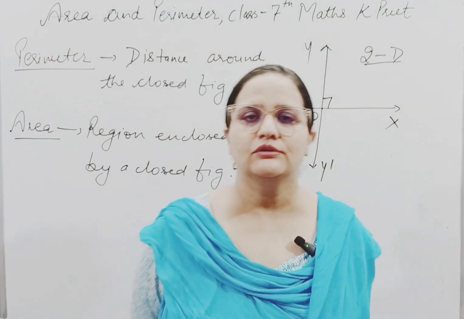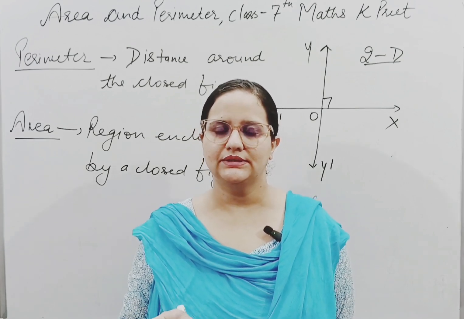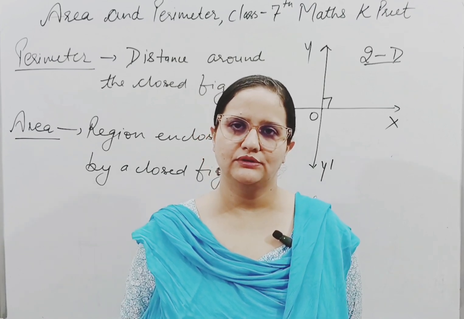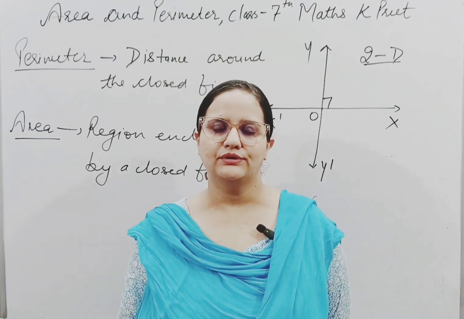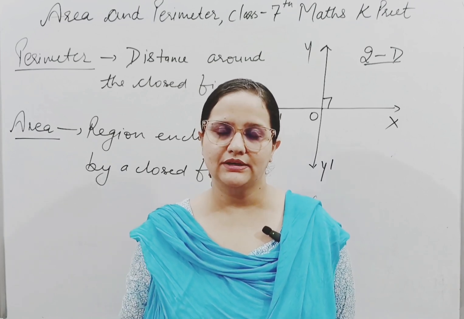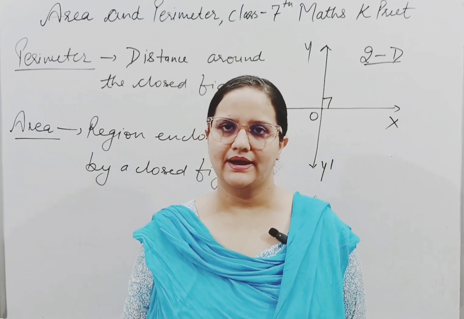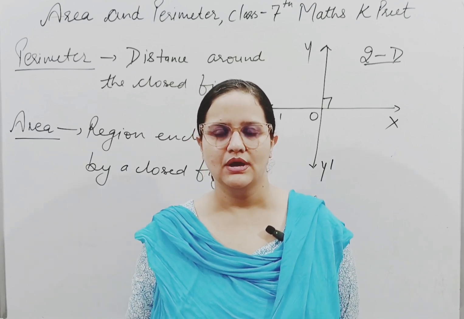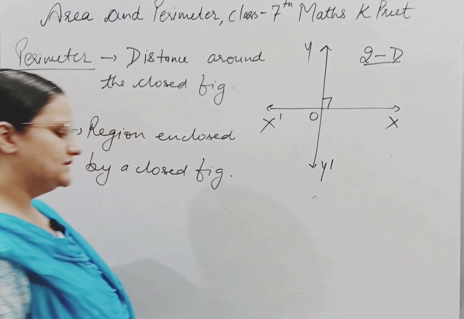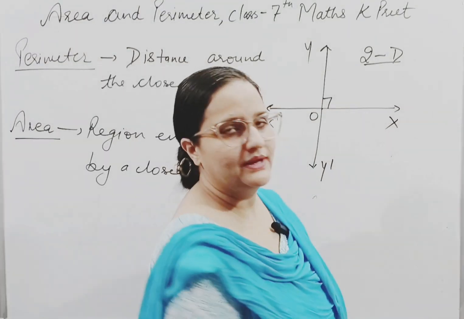Let me repeat, perimeter of a figure is the sum of all the sides, and area is the region enclosed by that figure. So for the perimeter of a square we will do 4 times side, and for the perimeter of a rectangle we will do 2 times length plus breadth, and for the area of a square we will do S into S, which is basically S square, and for the area of a rectangle we will do L into B, length into breadth. This much we have done so far. So let's see the questions related to this concept, area and perimeter of square and rectangle.